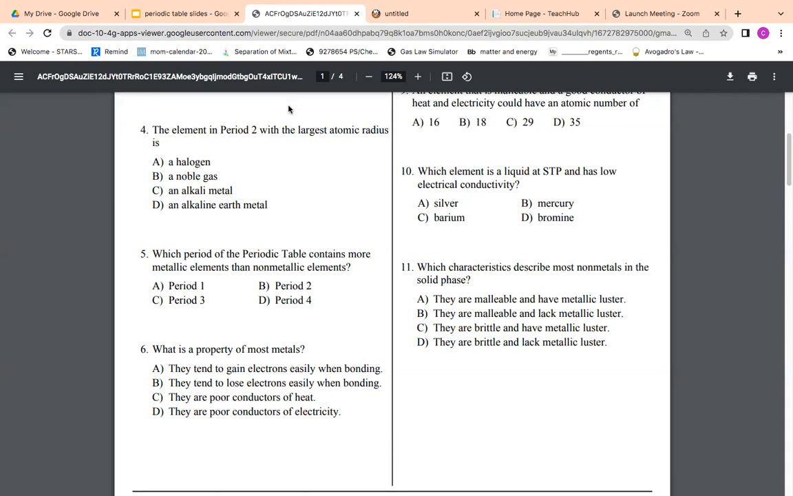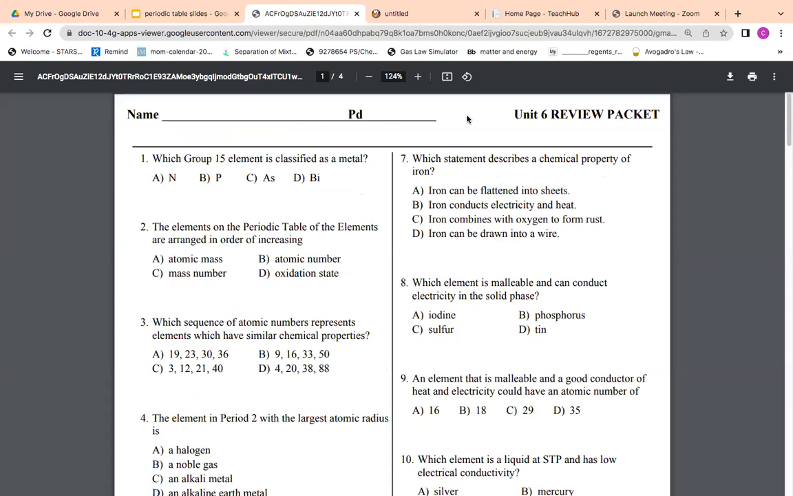Alrighty. Number 7. Which statement describes a chemical property of iron? All right. So A, iron can be flattened into sheets. That's not it. That's a physical property. This is malleability. B, iron conducts electricity and heat. This is conductivity. That's also a physical property. C, iron combines with oxygen to form a new product. This is a chemical property. D, iron can be drawn into wire. Again, that's another physical property. Being drawn into wire is also called ductility. So you want to go with choice C.